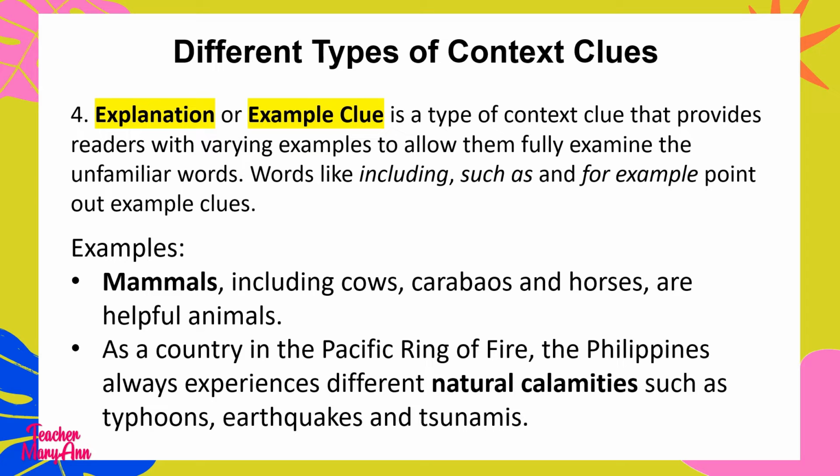Second sentence, as a country in the Pacific Ring of Fire, the Philippines always experiences different natural calamities such as typhoons, earthquakes, and tsunamis. In this sentence, natural calamities examples are given. So what are those natural calamities mentioned? Typhoons, earthquakes, and tsunamis.